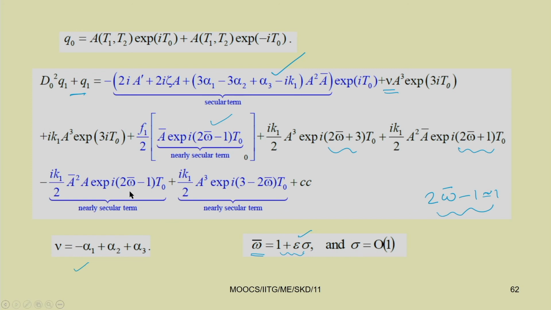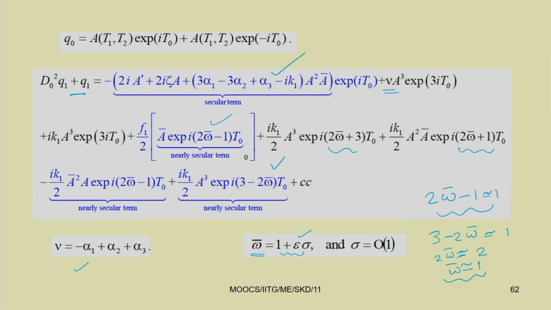Similarly, here we can see 2 omega bar minus 1. Already we have seen this term, and another term we are seeing is 3 minus 2 omega bar also. So 3 minus 2 omega bar can be nearly equal to 1. In that case also we have 2 omega bar equal to 2, or omega bar nearly equal to 1. So this term and this term conditionally give the frequency omega bar equal to 1. As conditionally they are becoming 1, they are known as nearly secular terms.